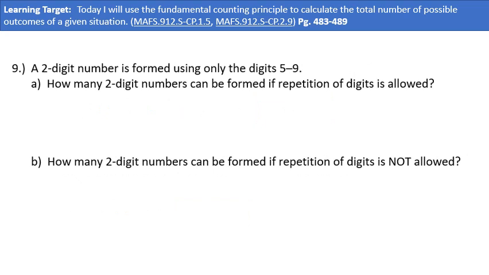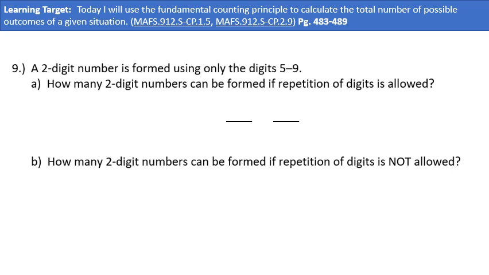All right, number 9. A two-digit number is formed using only the digits 5 through 9. How many two-digit numbers can be formed if repetition of digits is allowed? Okay, we're going to take this a little bit at a time. There's only going to be 2 numbers. So a two-digit number is formed, so I only have 2 slots.